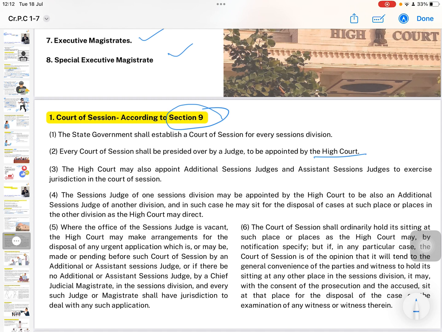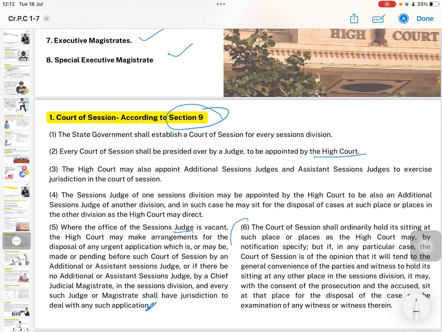Where the office of the session judge is vacant, मतलब एक रिटायर हो चुके हैं, दूसरा नहीं आए हैं, the High Court may make arrangements for the disposal of any urgent application which is or may be made or pending before such court of session by an additional or assistant session judge, or if there be no additional or assistant session judge, by a chief judicial magistrate in the session division, and every such judge or magistrate shall have jurisdiction to deal with any such application.